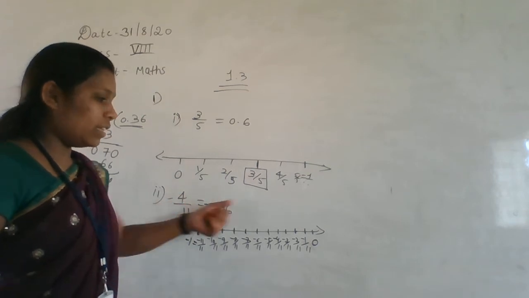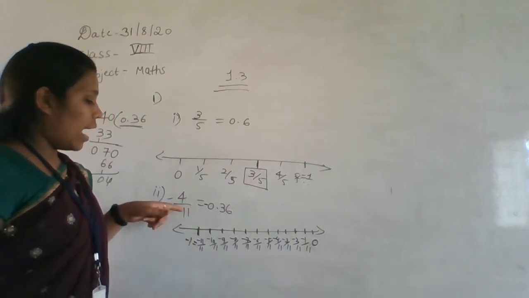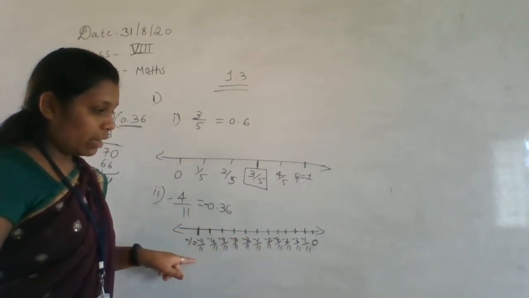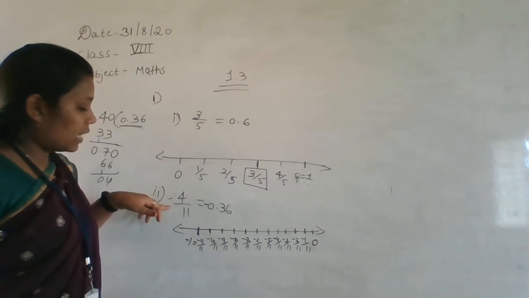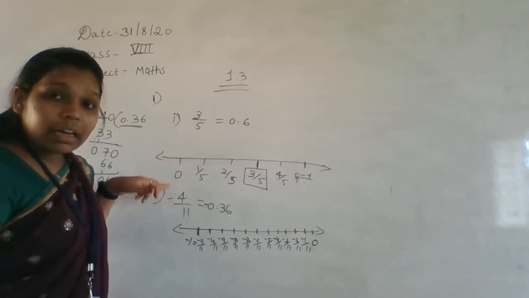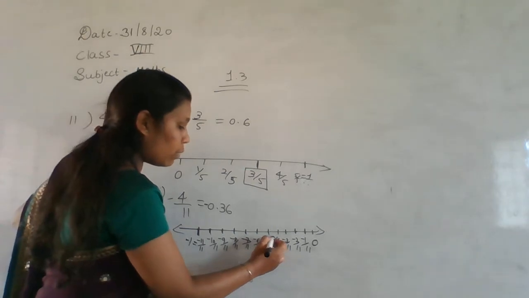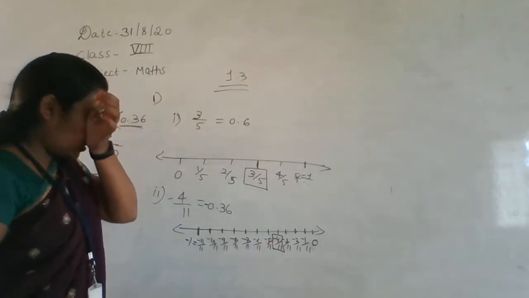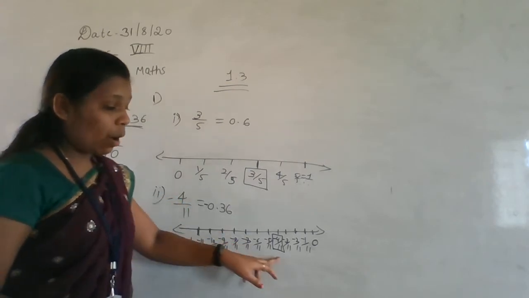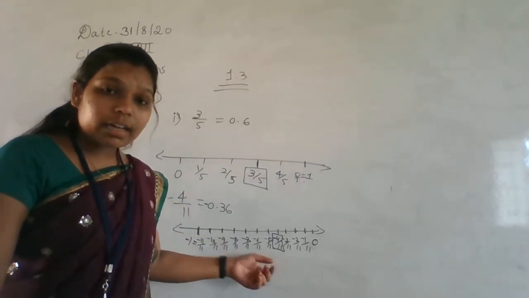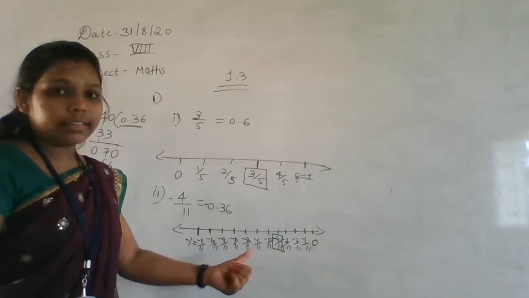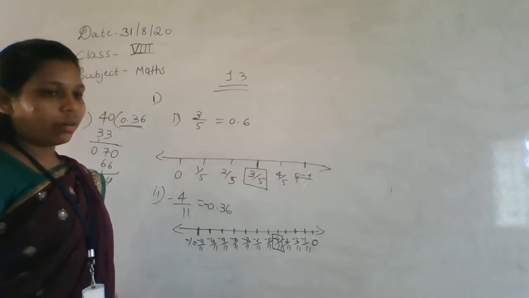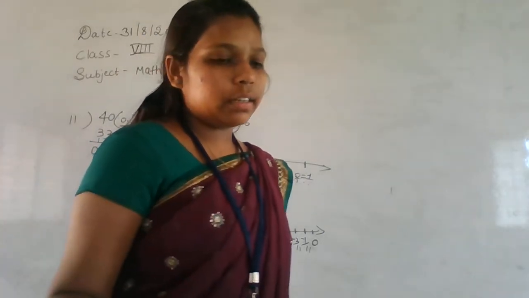The number lies between 0 and minus 1 and in the denominator 11 is there, so that's why we are making 11 equal parts here. So which number is given here? Minus 4 by 11. Where is minus 4 by 11? Here it is. So put a box on that. So that is our rational number on the number line. We represented the given rational number on the number line. So this is the way we have to do it. Getting it, everyone? Okay. Next we'll go for the next one.